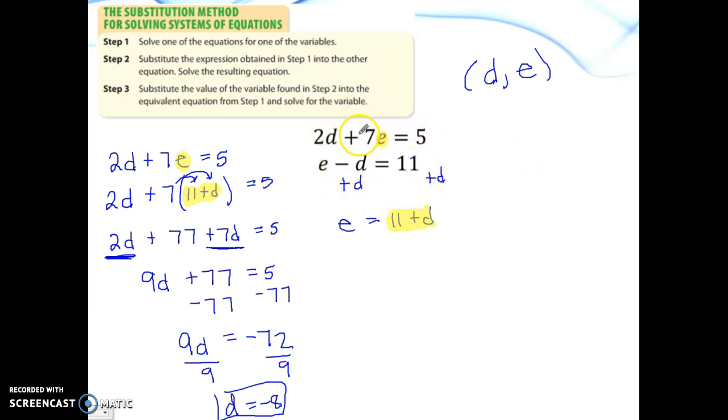Last step, plug it into one of your equations. So we already solved E for E. So if I plug in negative 8 for D, E equals 11 plus a negative 8. We get E equals, these 8 negatives cancel off with 8 of these positives, and I have 3 positives left over. So this would really be the ordered pair, negative 8, 3.